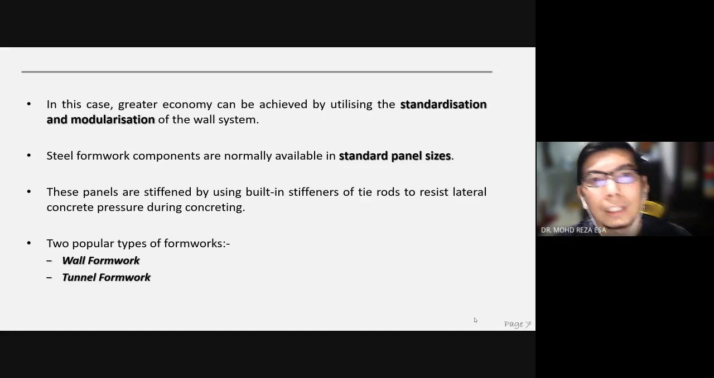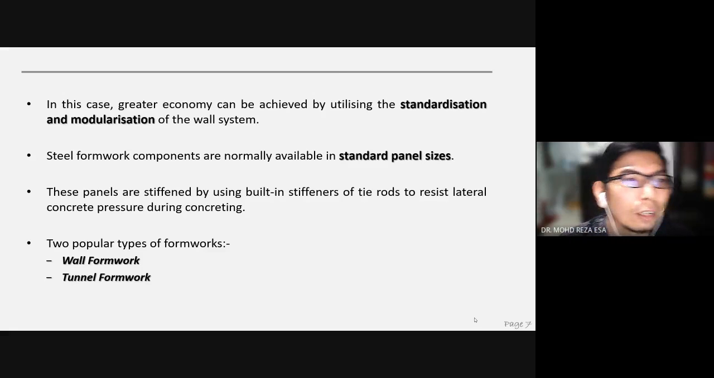Okay, in terms of sizing, dia punya tinggi, dia punya length, dia punya lebar dan sebagainya. Okay, so wall ni is very easy to achieve that element of repetition, standardization and modularization. Okay, steel formwork component are normally available in standard panel sizes. Okay, dah ada standard size dia lah. And of course, the sizes of the steel formwork components must follow whatever stated in the Malaysian standard. Okay, so we have a Malaysian standard punya sizes of wall, column, beam and etc. Okay, nanti later on kita akan tengok on that.